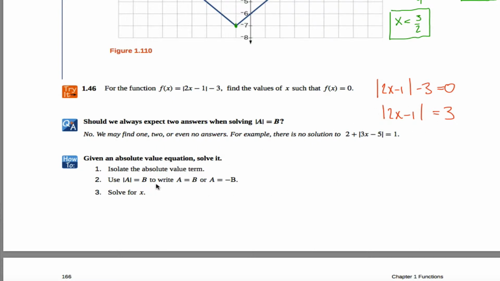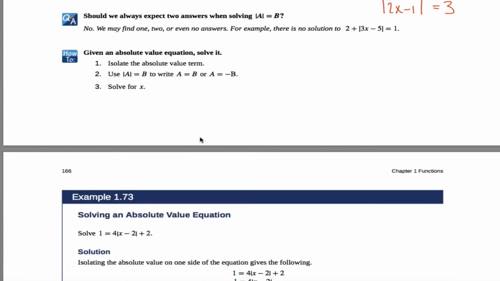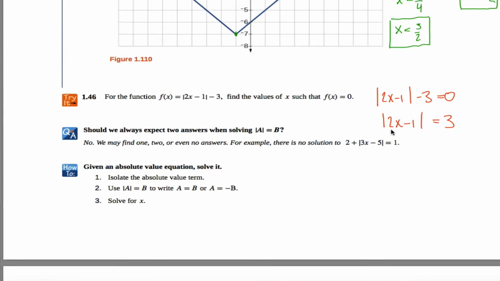You got to be a little bit careful. I don't really like what they do here. I understand what they're doing and it works. You just have to be careful, as you'll see down here in example 1.73. What I like to do is just talk through things at this step. So I'm going to get rid of the absolute value symbols.